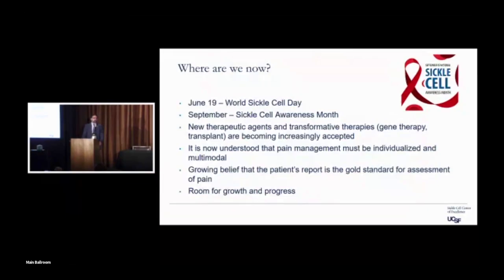And so where we are now, it's amazing to me that in the last 100 years, we've come to a position where we have a World Sickle Cell Day on June 19th. We have Sickle Cell Awareness Month. We have new therapeutic agents, transformative therapies, gene therapy, transplant. They're becoming increasingly accepted, increasingly used, and increasingly people want this for our community.